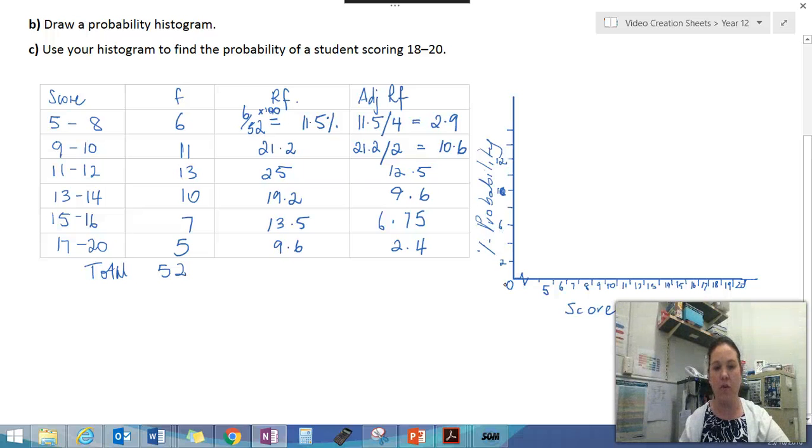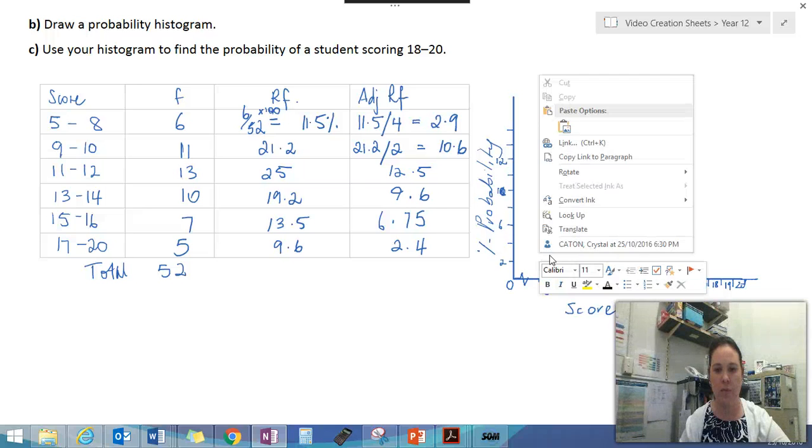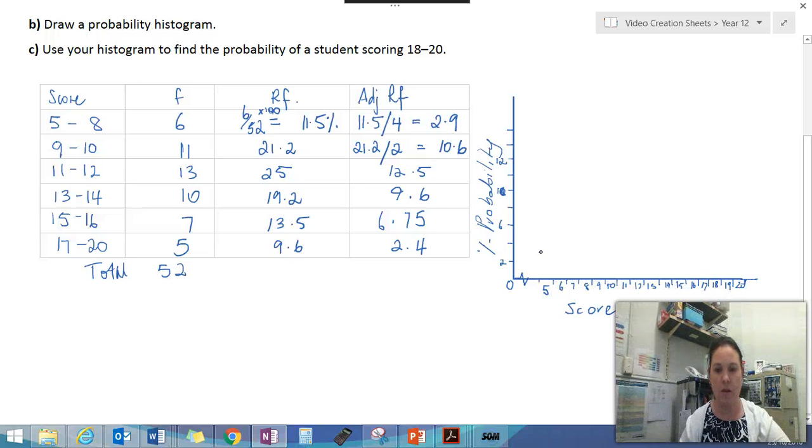Okay, so now what I need to do once I've drawn up my scales like this, so you can see that I go from 5 through to 20, and that I go up in values of 2 on my probability side. What I'm going to do now is my first one starts at 5, and I'm going to go up to 2.9. So that's 2, that's halfway through there, so that's about there. And I'm going to draw a line down. And I need to go all the way across to 8 here, and I'm going to go up to the same spot and draw my column.